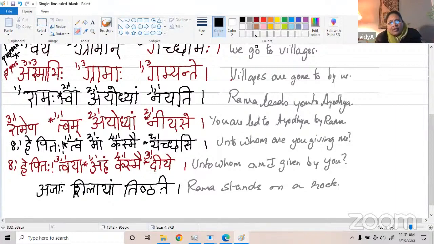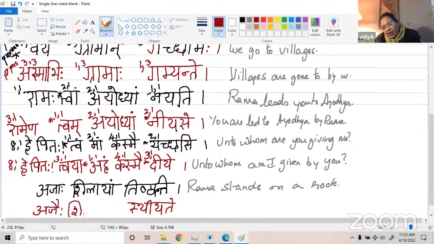Right? So we need the verb to change into plural. So Ajaha shilayam tishtanti, and this will turn into sthiyate. Tishtati is associated with the dhatu stha, so tishtati will become sthiyate. And even though it is tishtanti, it will only remain as sthiyate. So Ajaha shilayam tishtanti, Ajaihi, bahuvachanam. Ajaihi shilayam sthiyate.